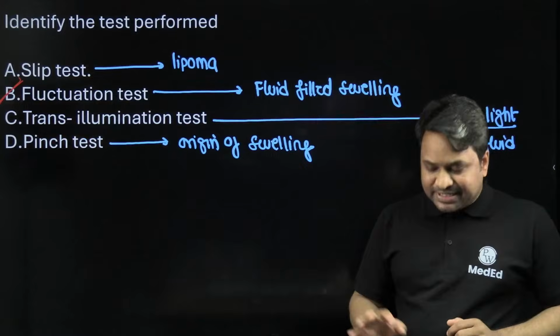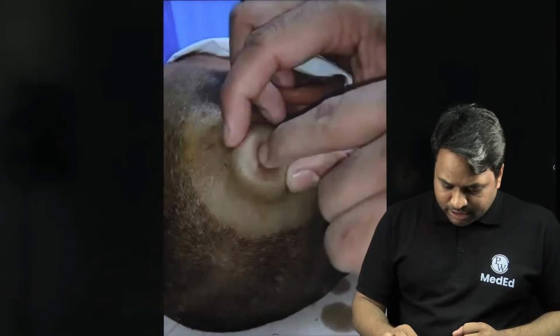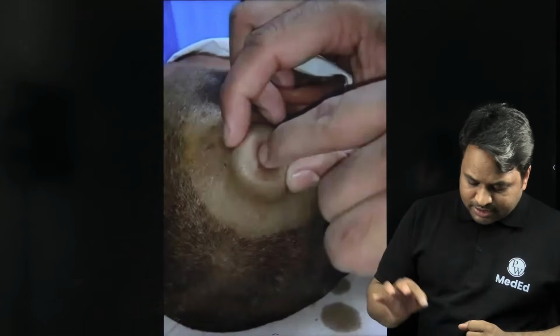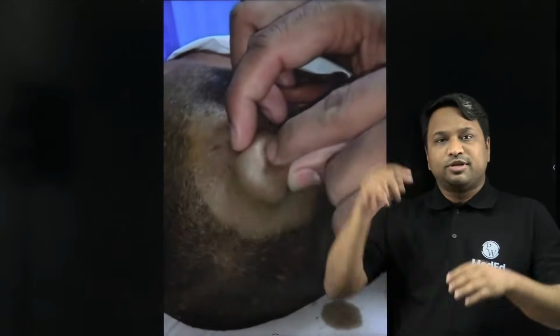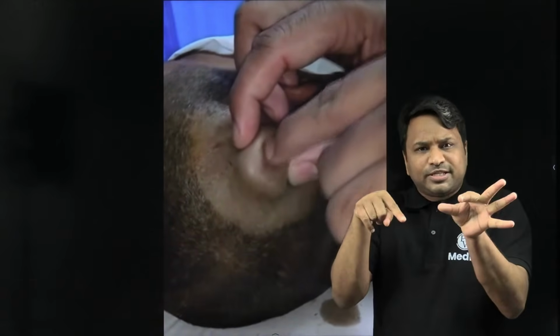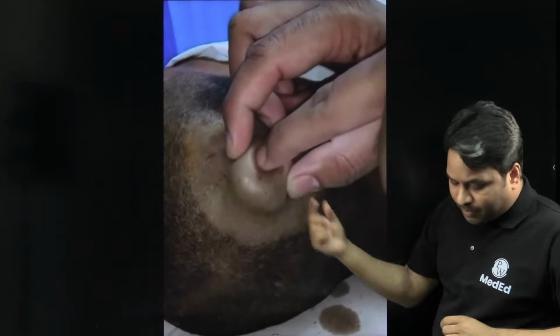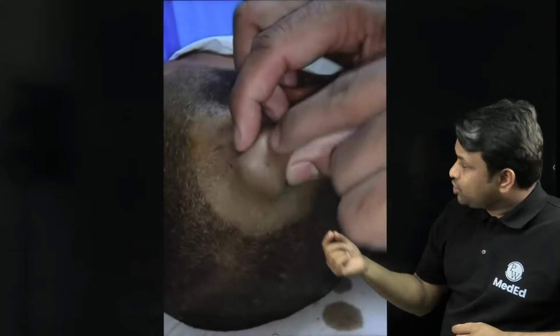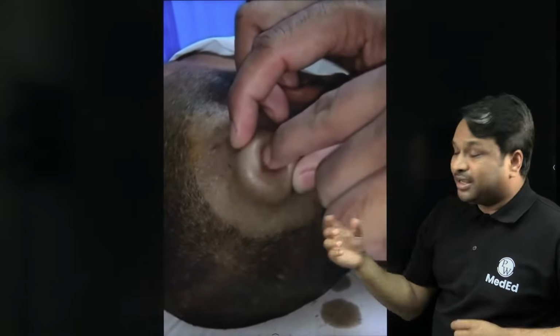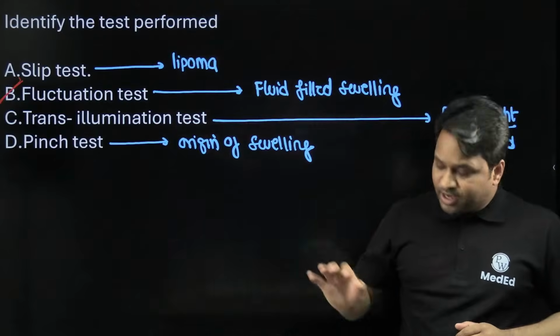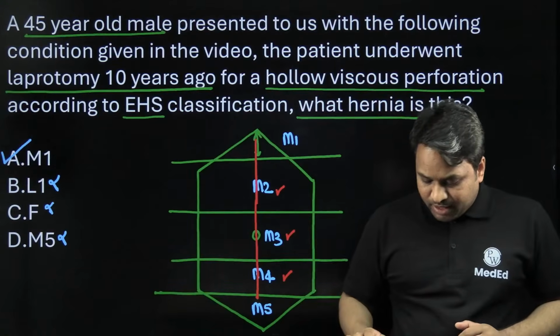Okay. Next, we said identify the sign shown in the image, or the video. This is what we call the fluctuation test positive. For smaller swellings, you fix two fingers, press on top, and your fingers are going to move away. You can see your fingers are moving apart. As the test has been demonstrated, your fingers are moving apart, and that's a positive fluctuation sign. So it's a positive fluctuation test.